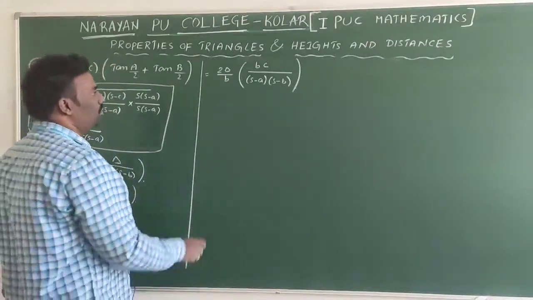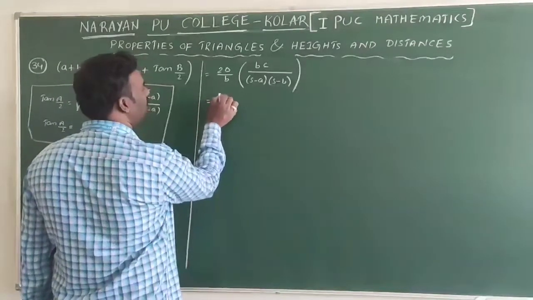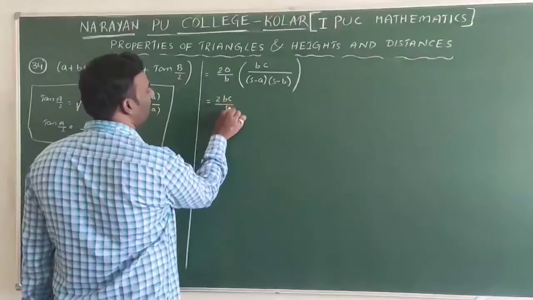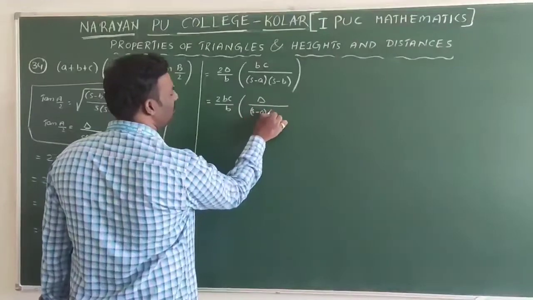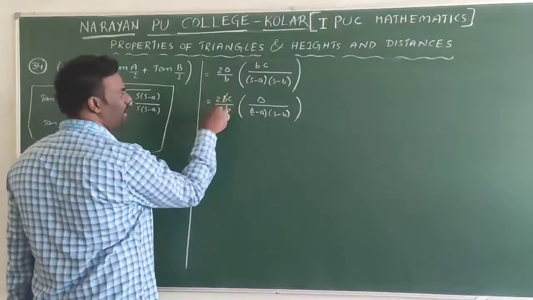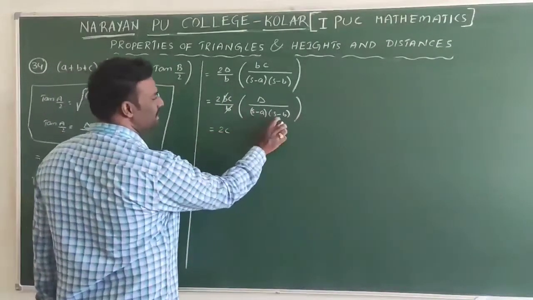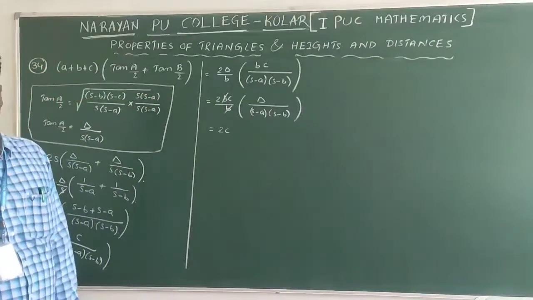But here root is not there, that is nothing but, or you can write 2bc by b into delta by s minus a into s minus b. Here b and b get cancelled. That is 2c into s minus a into s minus b by delta is the formula for tan c by 2.